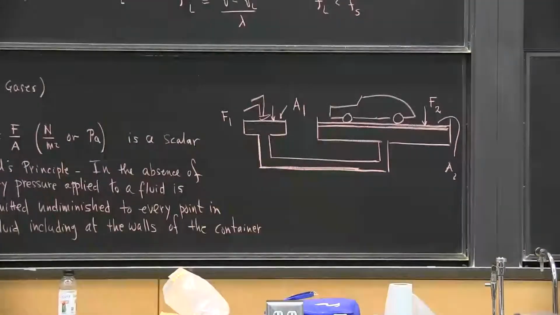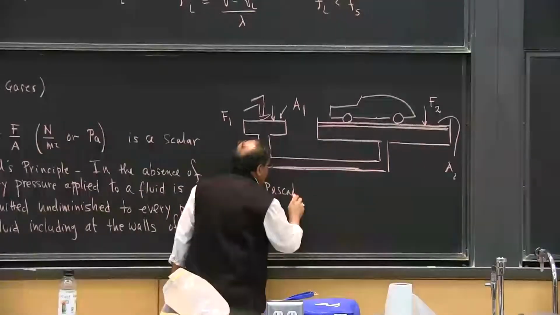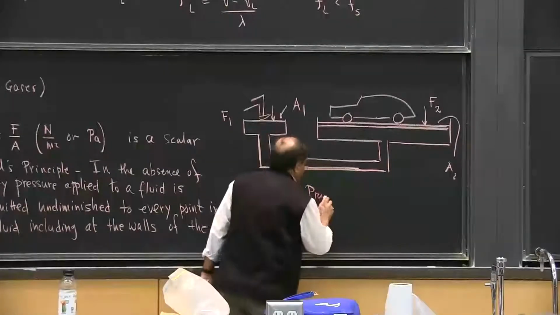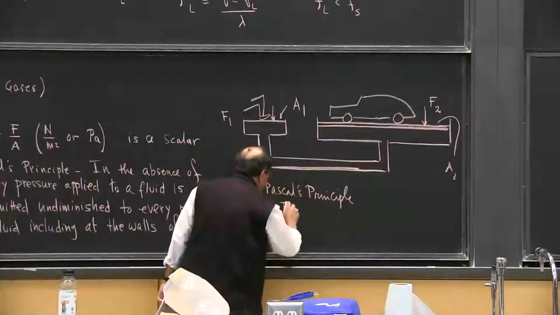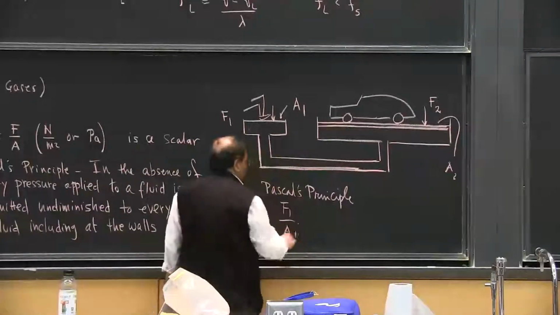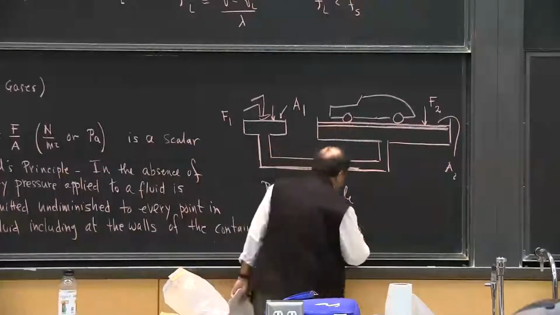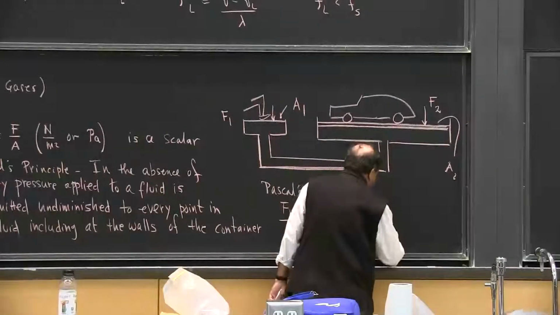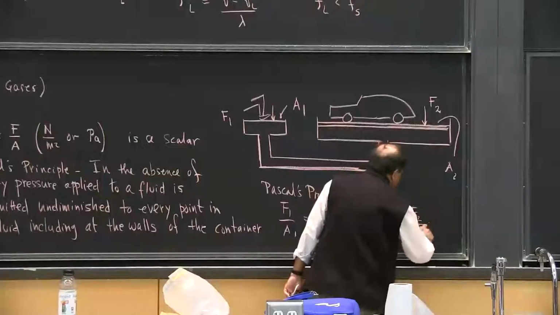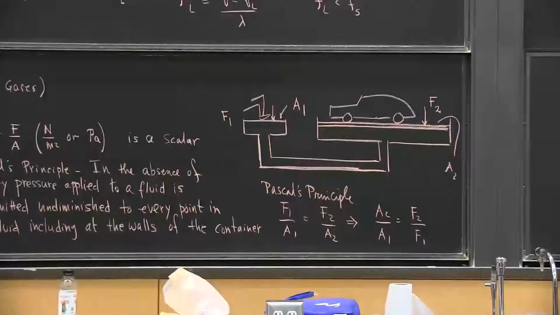Then by Pascal's principle, the pressure here, which would be F1 over A1, must be equal to the pressure at the other side, which is F2 over A2. Or I should be able to write A2 over A1 is equal to F2 over F1. So by adjusting the areas, I should be able to apply effectively a much larger force on the other side. Now how weird is that?